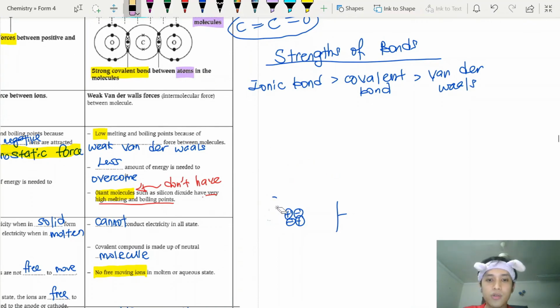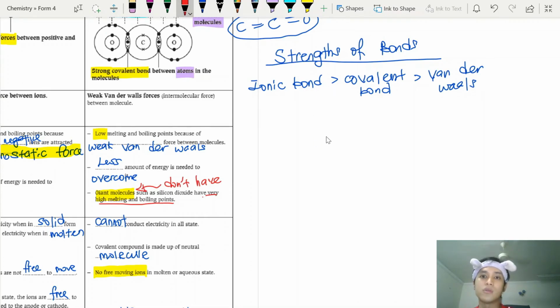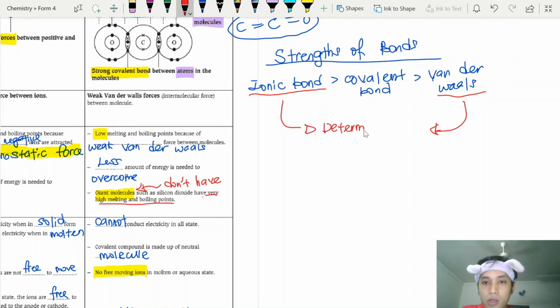So in this case, which one will have a higher melting point, which one will have a lower melting point? Of course, the ionic bond will have a higher melting point compared to covalent and your van der Waals. So we need to remember this one, and this one is the one that determines the melting and boiling point.